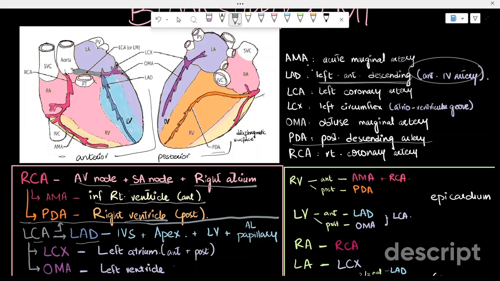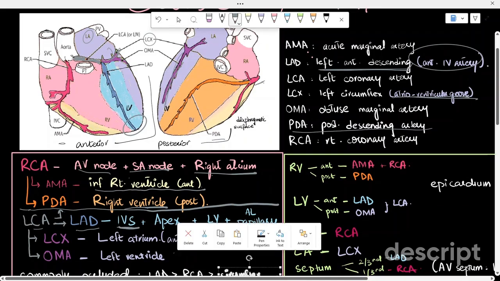This will supply the interventricular septum, the apex of the heart, left ventricle, and the anterior lateral papillary muscle. Then the left coronary artery will travel further and give off the artery known as left circumflex artery, which is present in the atrioventricular groove. When we look at the diagram, in the atrioventricular groove, it travels backwards and upwards. It supplies the left atrium.